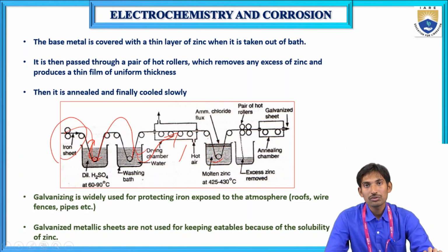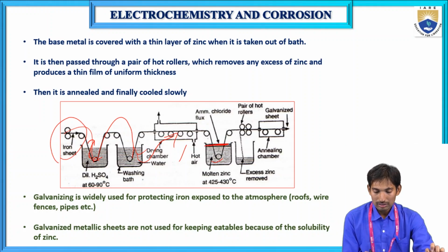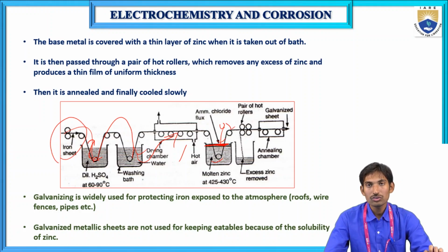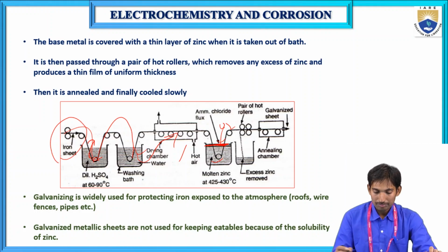What is the use of ammonium chloride flux? Ammonium chloride flux prevents the oxide formation of molten zinc. This will not allow oxygen from the outer atmosphere, so zinc will not undergo oxidation. So what is the purpose of ammonium chloride flux? Ammonium chloride flux avoids the oxidation of molten zinc.